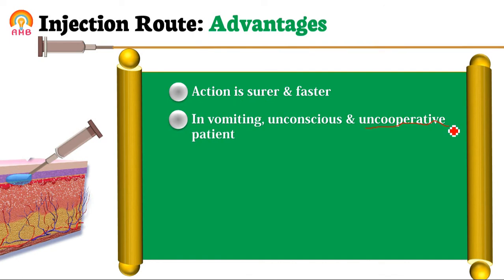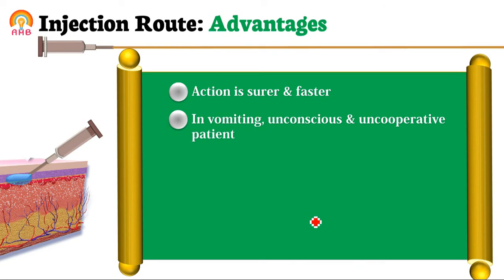If that person refuses to take the drug by oral route, we cannot force him to take the drug by oral route, but we can forcefully give injection to the person. 3 to 4 persons can hold the patient, and the doctor can inject the drug to that person. So forcefully we can inject the drug, forcefully we cannot give drug orally.